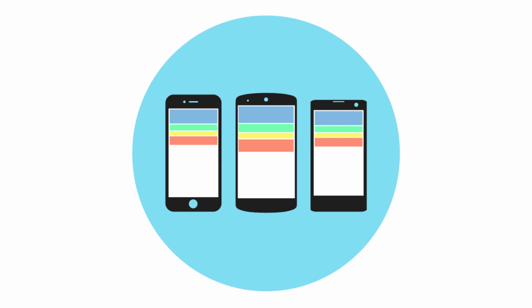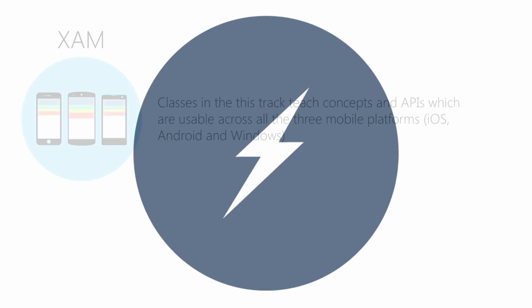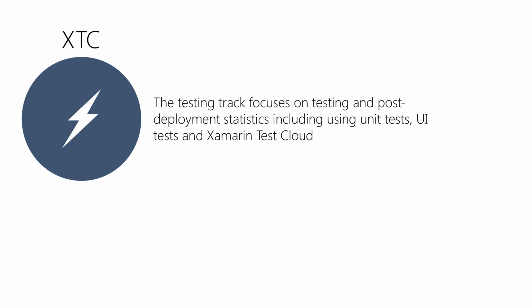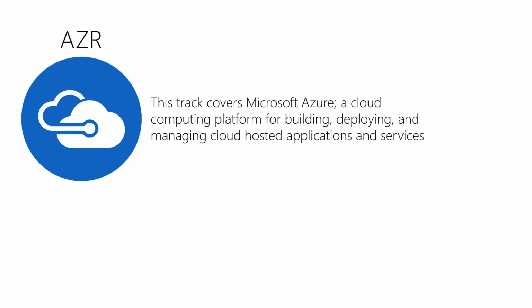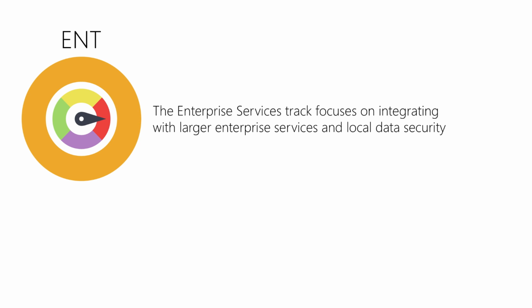If you're interested in creating a single UI that is shared across iOS, Android, and Windows, and are coming from a heavy Microsoft background, then you might want to start on the Xamarin Forms track with Xam 120. If you're a Test Cloud subscriber, then you should start working through the available Test Cloud classes. If you want to learn how to build, deploy, and manage cloud-hosted applications, take a look at our courses on Azure. The Enterprise track focuses on integrating your apps with enterprise services and securing local data.